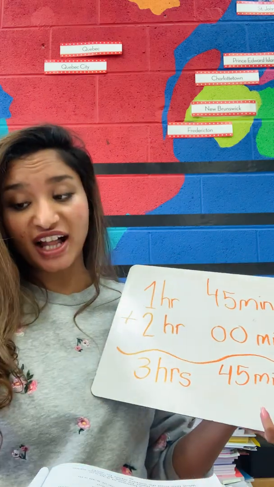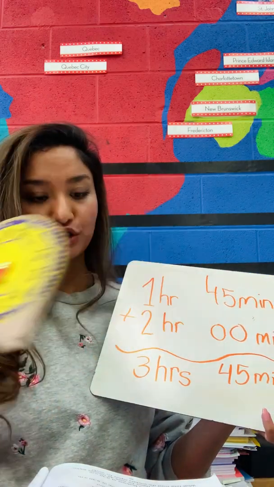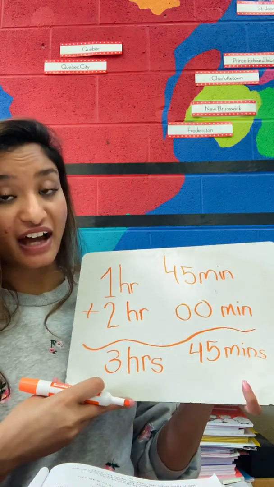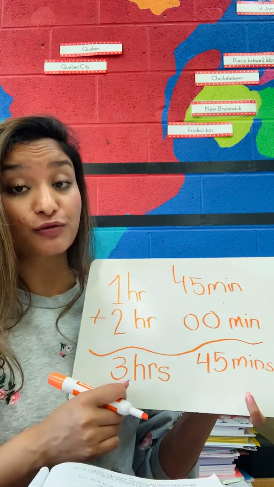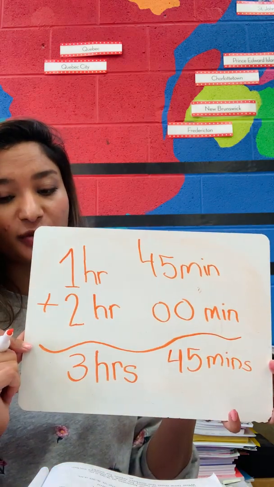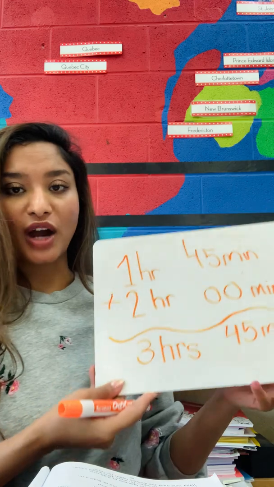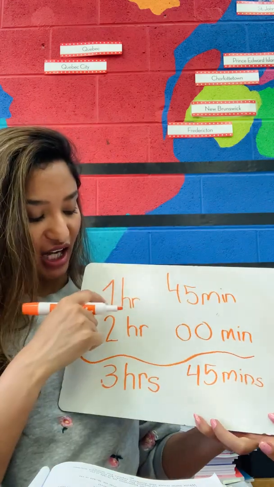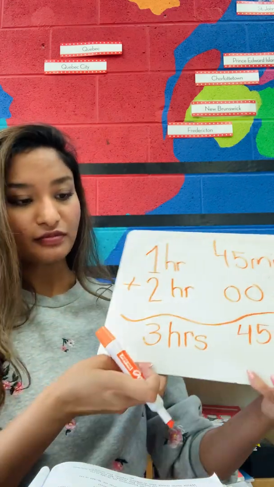And if you need help, use this clock to help you. Okay, so for our first question, it said 1 hour 45 minutes plus 2 hours. So we have 3 hours and 45 minutes. Now, what did I do? I stacked my hours together and I stacked my minutes together, right? And that helped me to add up my time. Look, I had my hours and my minutes.